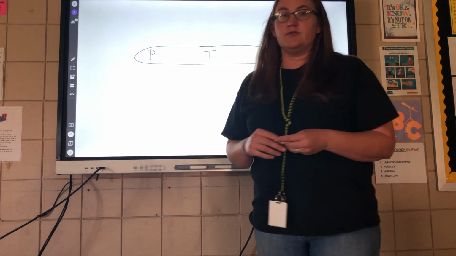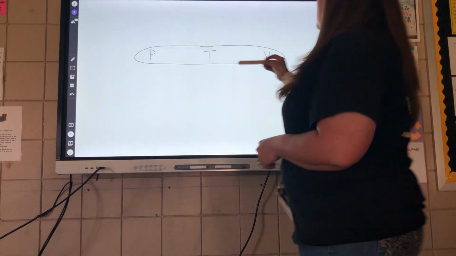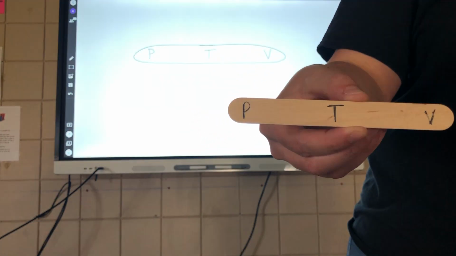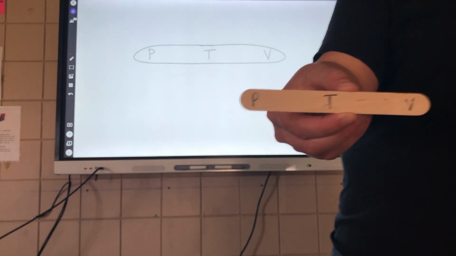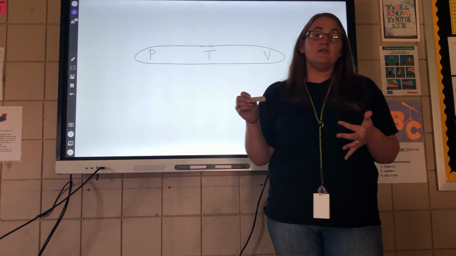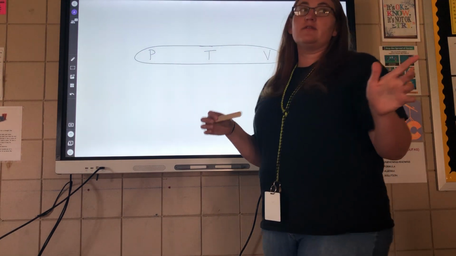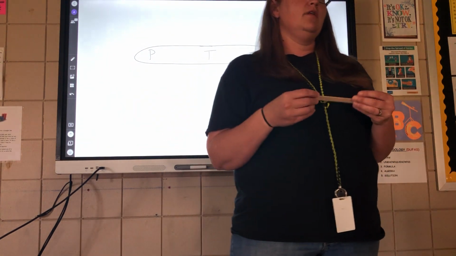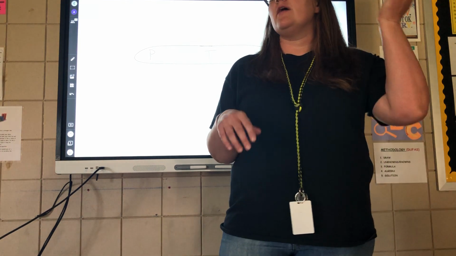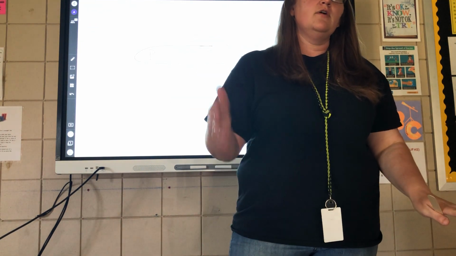And on our popsicle stick, we put the letters P, T, and V. So if you look at it up close, this is what it looks like. We have the letters P, T, and V for pressure, temperature, and volume. So there's a very easy way to tell if these have an inverse relationship or a direct. So what do I mean by an inverse relationship? Opposite. So if one goes up, the other goes down, and if one goes down, the other goes up.